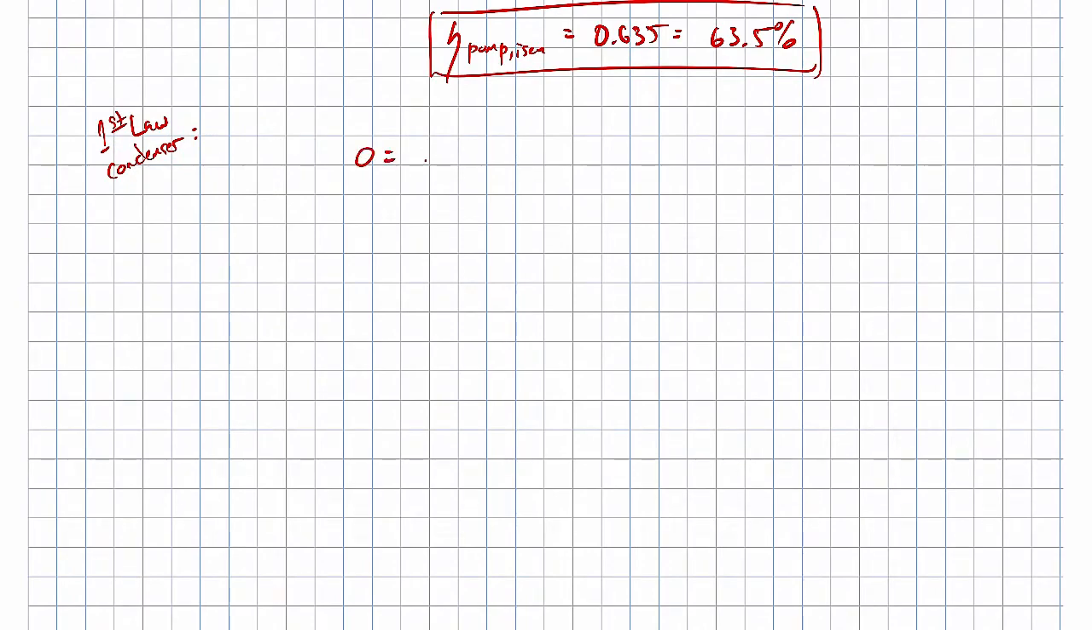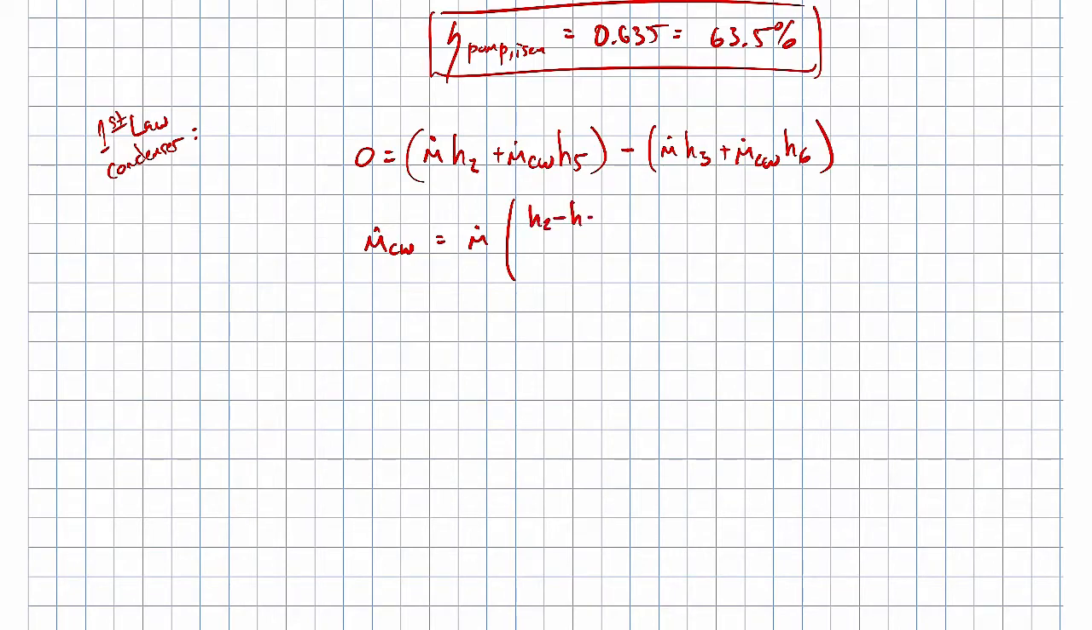So what we'll have from the first law, left-hand side is 0. We'll have the mass flow rate coming in through the cycle times its specific enthalpy, and that one is H2. And then we have the mass flow rate of the cooling water coming in times its specific enthalpy. That'll be H5. And then going out through the cycle, it'll be m dot times H3. And going out through the cooling water, it'll be m dot CW times H6. So we can rearrange this to solve for the cooling water mass flow rate. And if you do that, it'll be m dot times H2 minus H3 all over H6 minus H5.